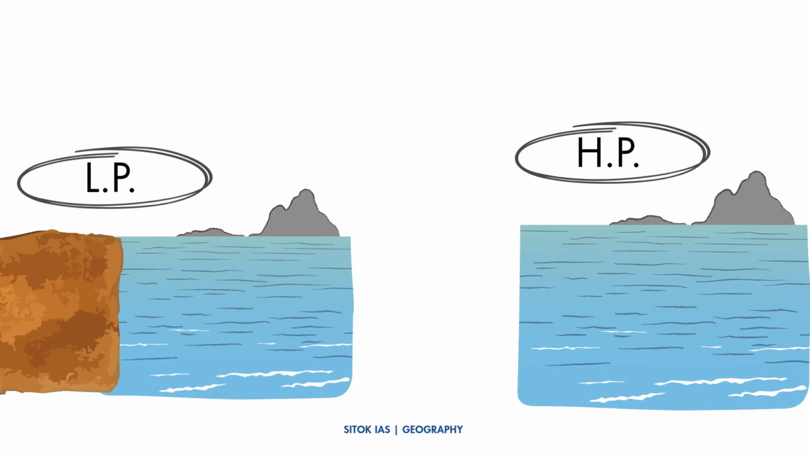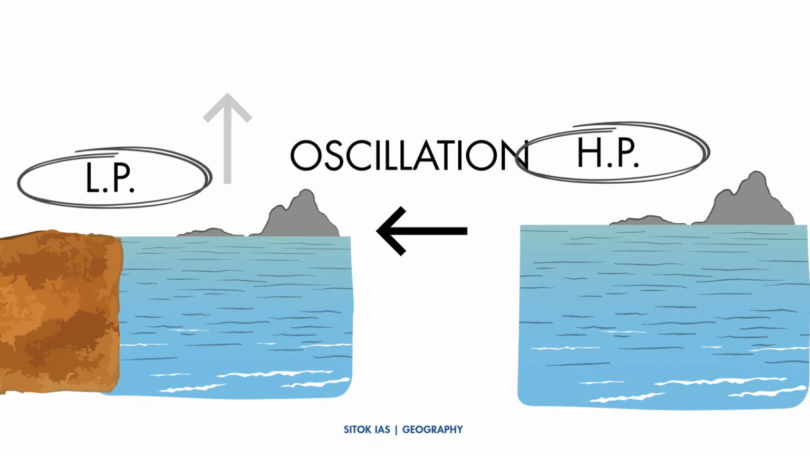So, what happens when they meet? There is a low pressure area and there is a high pressure area. The winds from high pressure area will rush towards the low pressure region. This results in an oscillation. Now, winds from low pressure area will rise, move, and fall over the high pressure region.